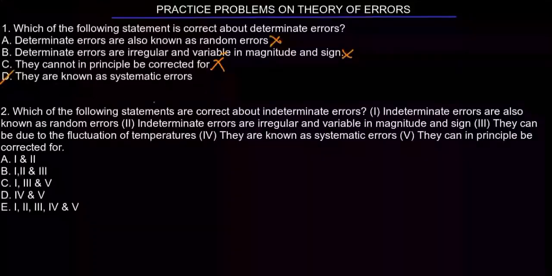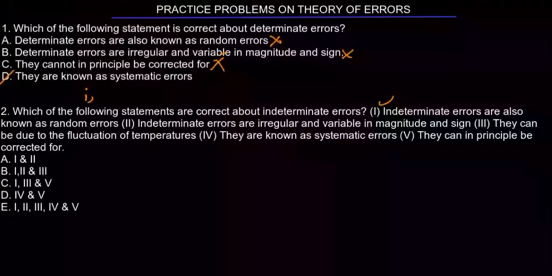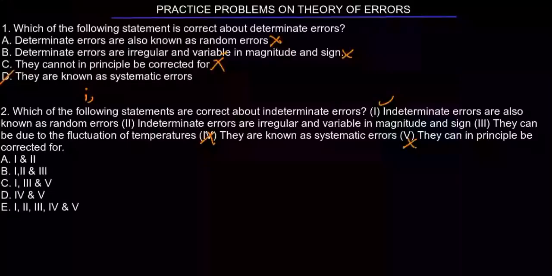Next one, which of the following statements are correct about indeterminate error? First one, indeterminate errors are also known as random error. This is correct, so I is correct. I'll write my I down. Next, indeterminate errors are irregular and variable in magnitude and sign. Let's go to the third one, they can be due to the fluctuation of temperature. Option D, they are known as systematic error. This is wrong. Systematic error is for determinate error. Next one, they can in principle be corrected for. Never. This is not correct. Now look at option II.